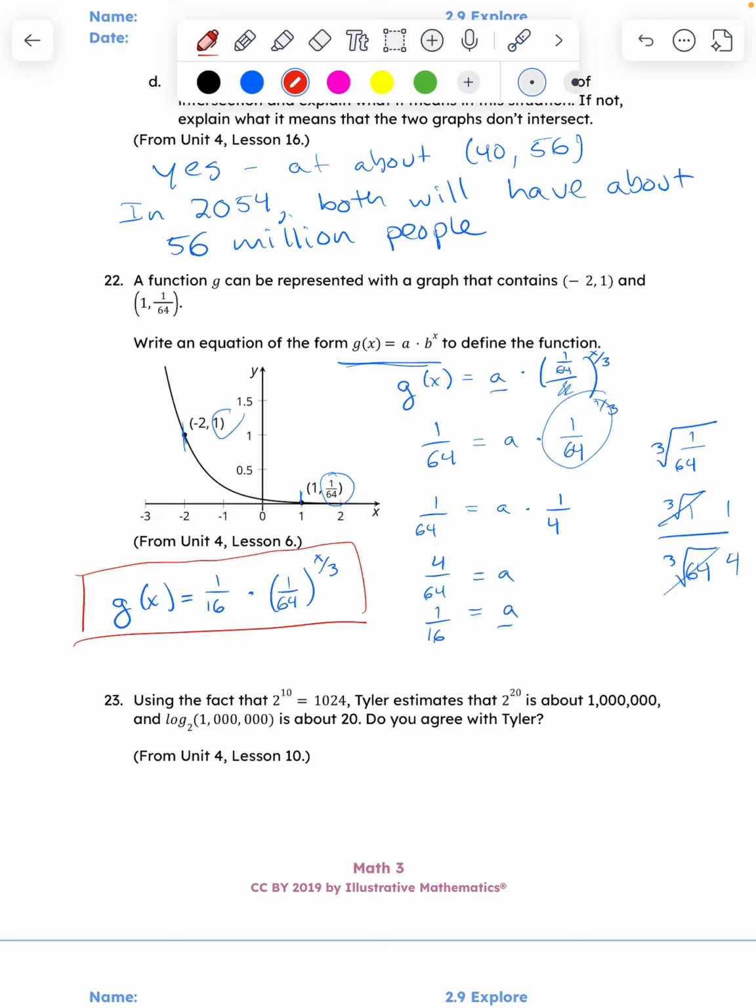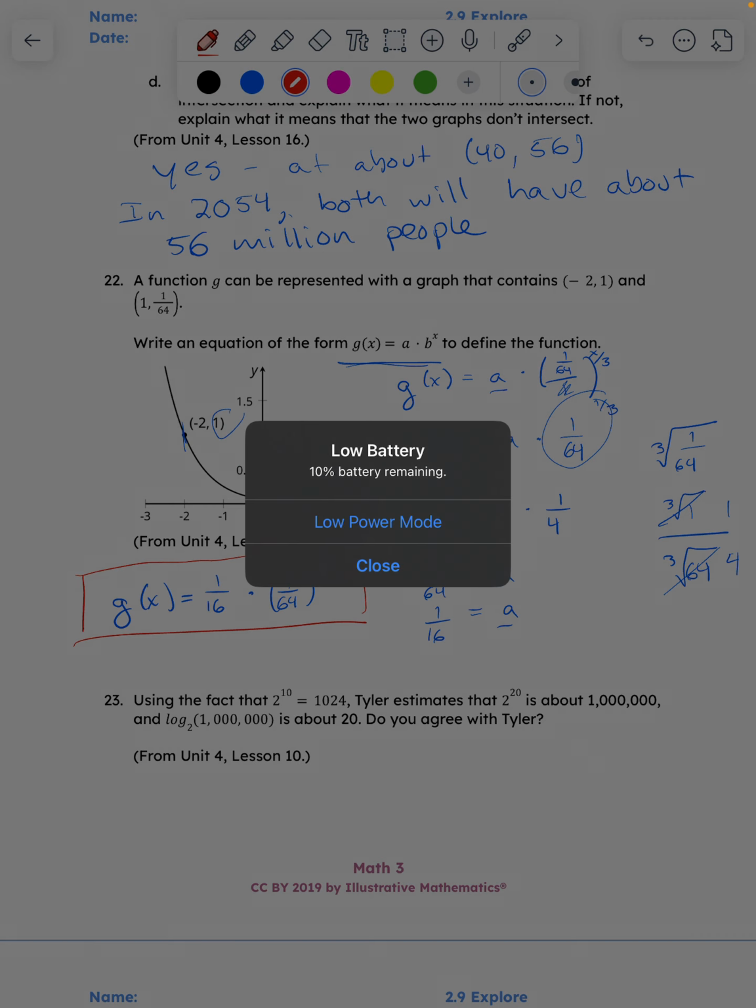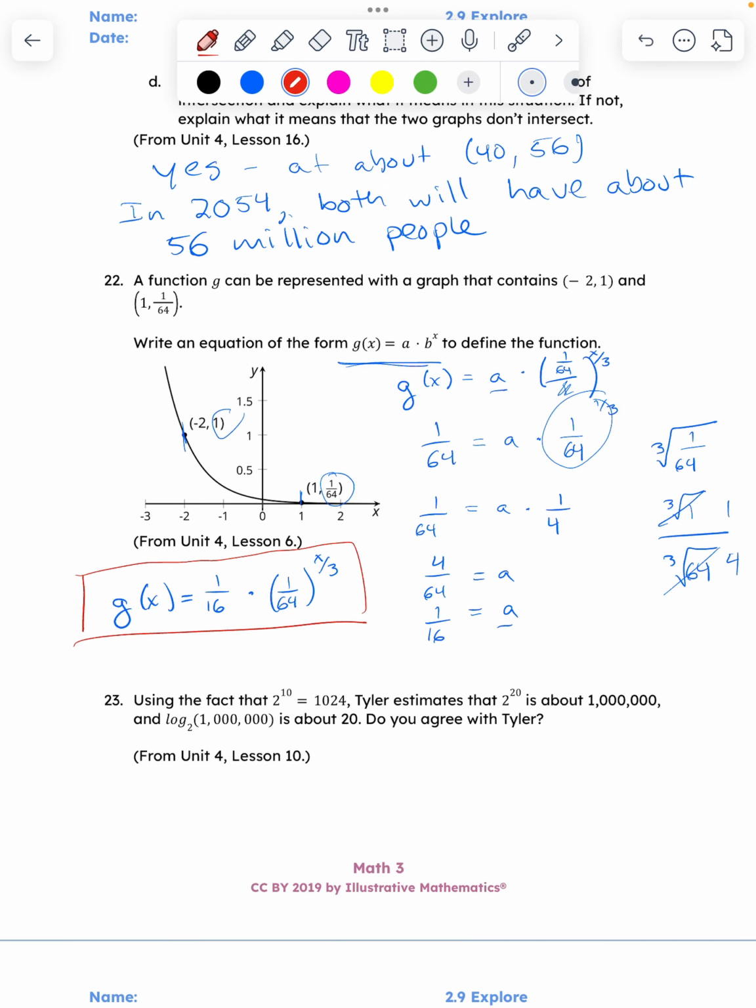Making progress, making progress. 23. We know that 2 to the 10 is 1024. This kid is going to estimate 2 to the 20th at about 1,000,000, and that log base 2 of 1,000,000 is about 20. Do we agree? Right. Well, let's find out.